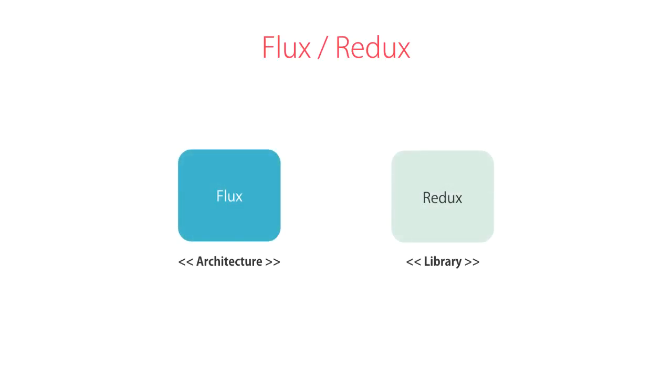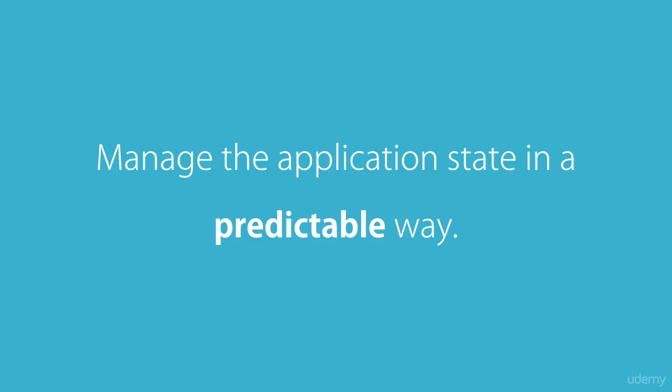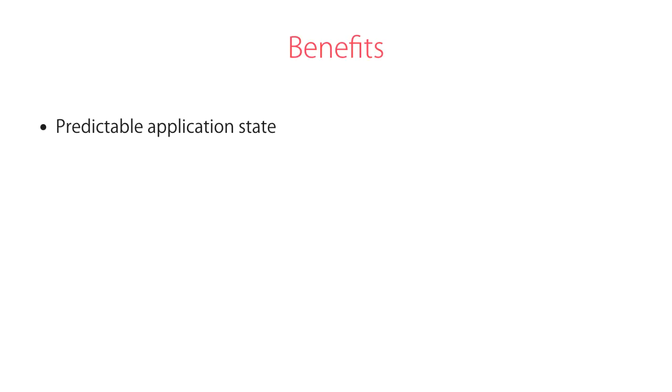So Facebook had this problem back in 2014, and that's why they introduced the Flux architecture. Now, Redux is a simplified and lightweight implementation of this architecture that provides a clean and elegant solution to this problem, maintaining the application state in a predictable way. So there are no surprises. Now, apart from this, Redux provides a number of other benefits.